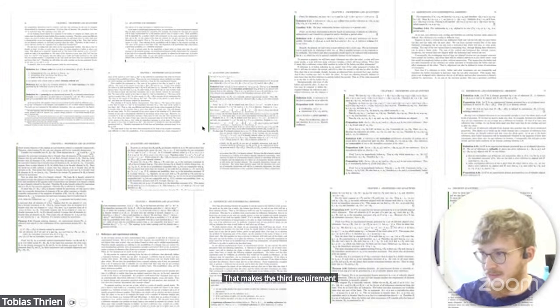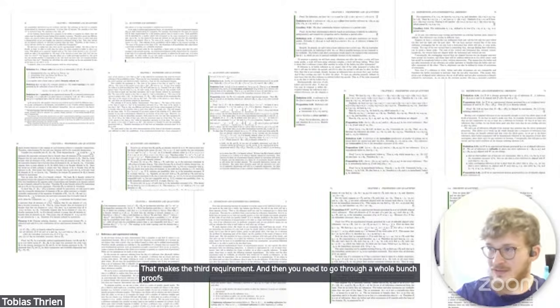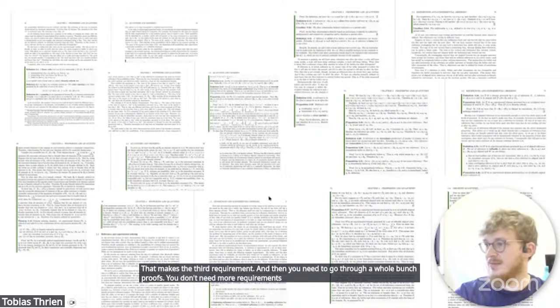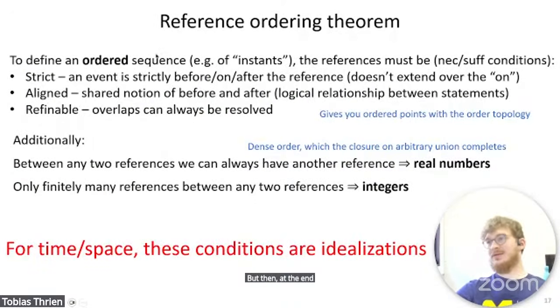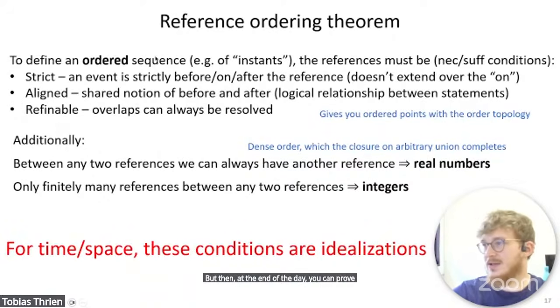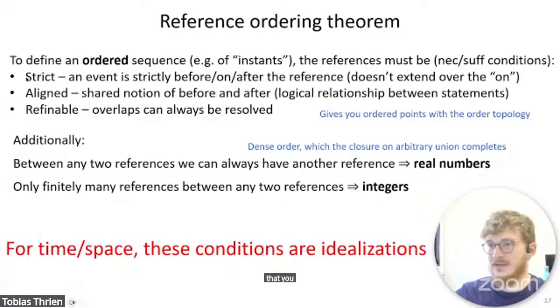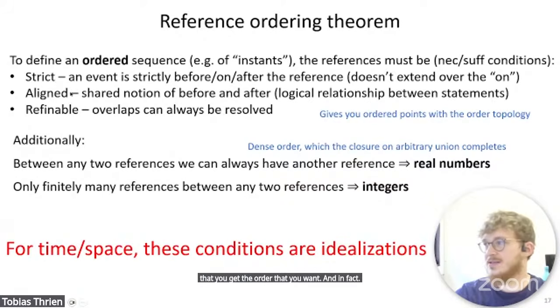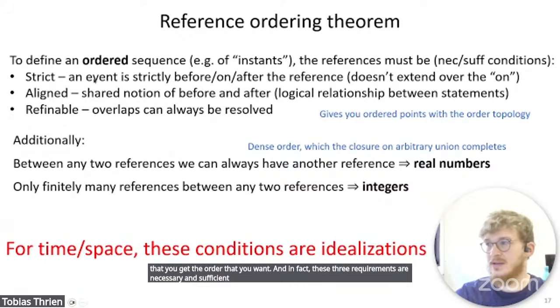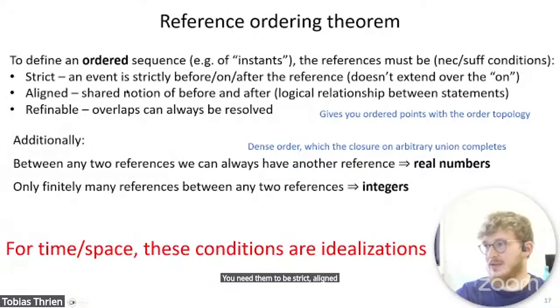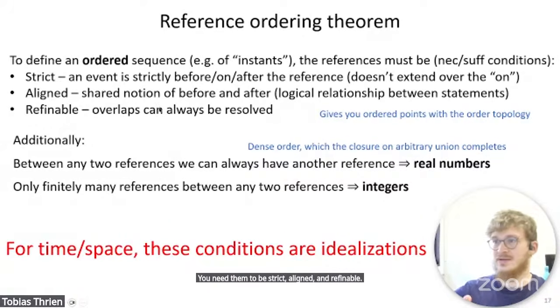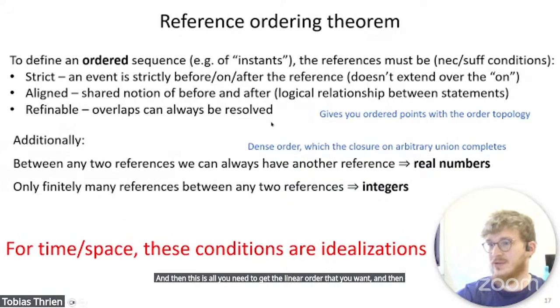And then you need to go through a whole bunch of proofs. But you don't need more requirements than these. At the end of the day, you can prove, based on this, that you get the order that you want. And in fact, these three requirements are necessary and sufficient. So really, you need them to be strict, aligned, and refinable. And then this is all you need to get the linear order that you want. And then at the end of the day, this is how you will get the topology.